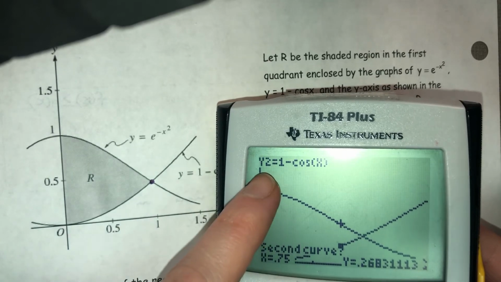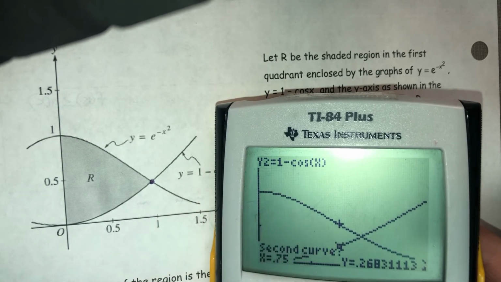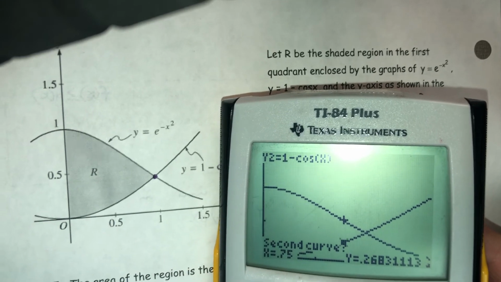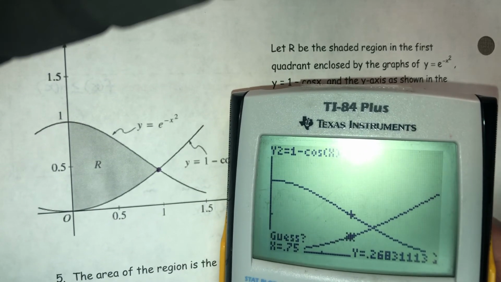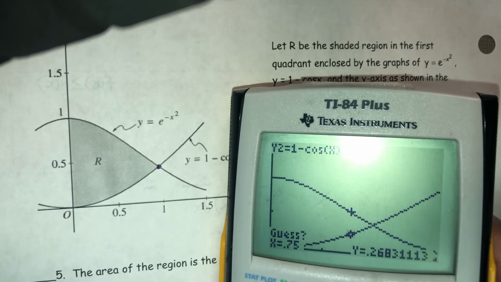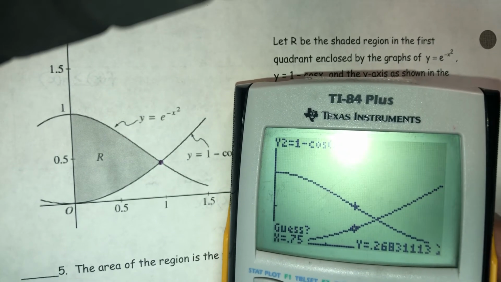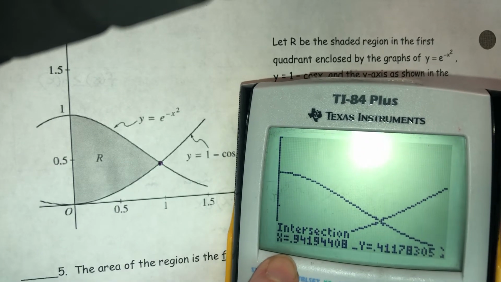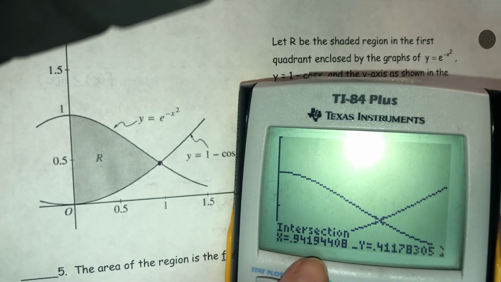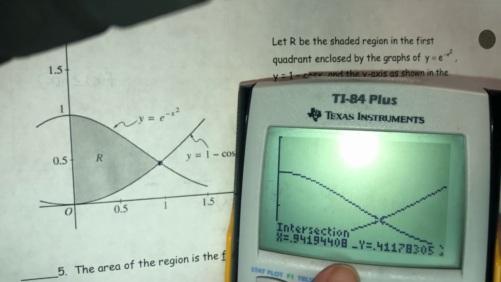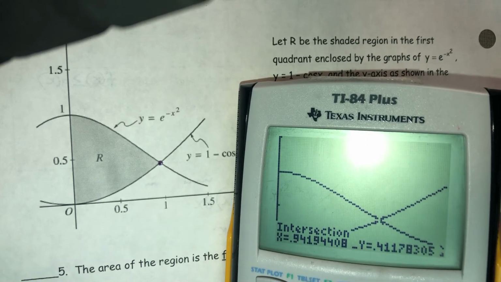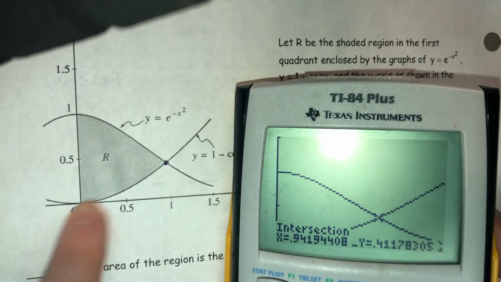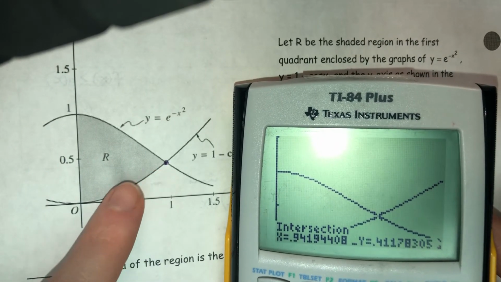Then it jumps down to y2. It's on the cosine one now, and it's flashing there. Second curve question mark. Yes, looks good. So we're going to press enter again. Then it says guess question mark. We just press enter the third time here. And it tells me that the intersection is 0.9419448 for x, and then the y value. We need the x coordinate because we're doing leftmost x to rightmost x, okay?